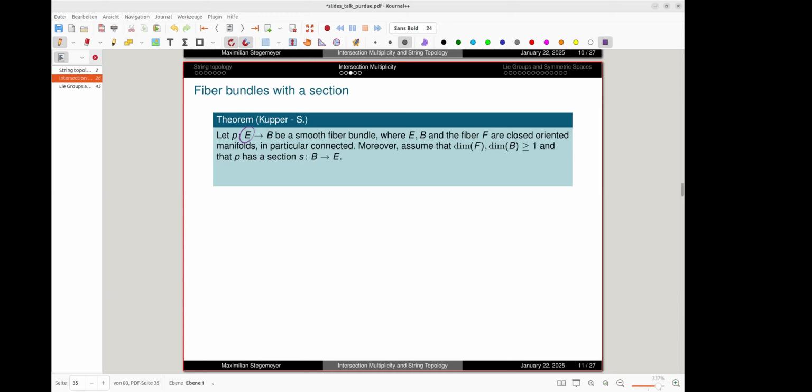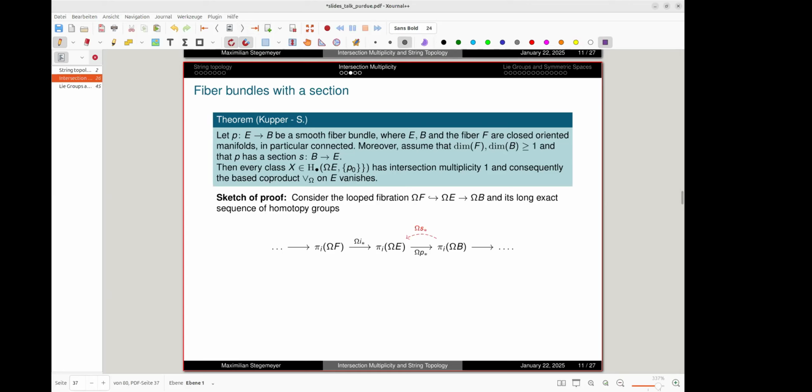Now assume, and this is the important part, that this fiber bundle has a section. Then the statement is that every class in the reduced homology of the based loop space has intersection multiplicity 1, and consequently the based coproduct on this total space vanishes. Of course, this includes all product spaces, without a restriction on the Euler characteristic as in the previous theorem. Let's see how this works. I want to sketch the proof.